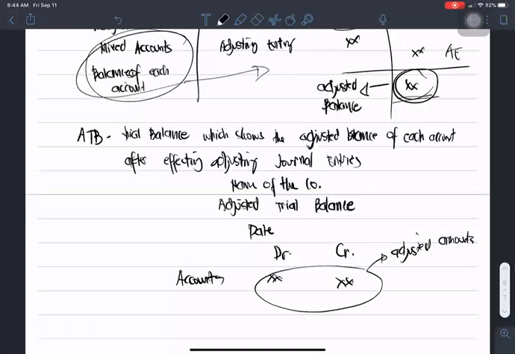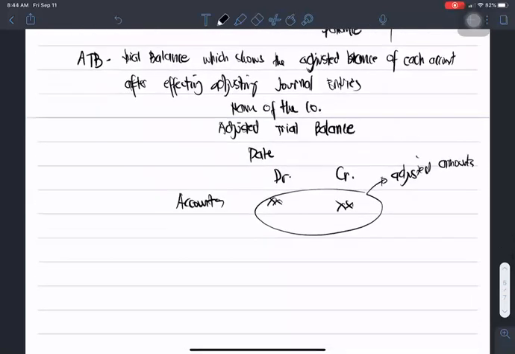Okay, so adjusted trial balance. From your unadjusted, we make adjusting entry. We effect the adjusting entry to the account balances under your unadjusted trial balance to get the adjusted balance. And that adjusted balance will be placed now under your adjusted trial balance, including the other items. But take note, not all accounts will be adjusted. Only deferral and accrual accounts. That is the adjusted trial balance.